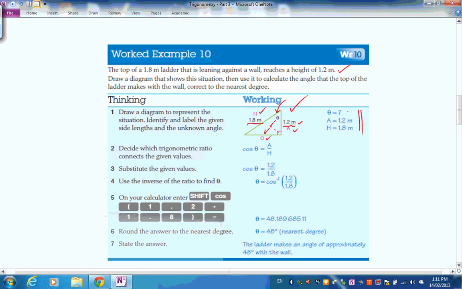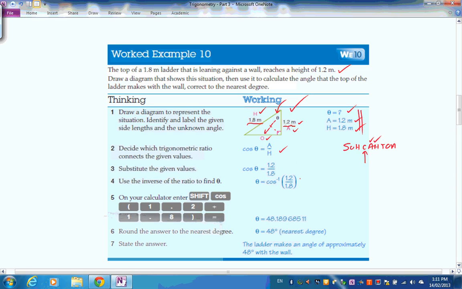List down what you've got. Theta is a question mark, that's what you're trying to find. This time, the adjacent is 1.2 and the hypotenuse is 1.8. Using SOHCAHTOA, pick out which ratio you're going to use. You've got the adjacent and the hypotenuse, so it's cosine.